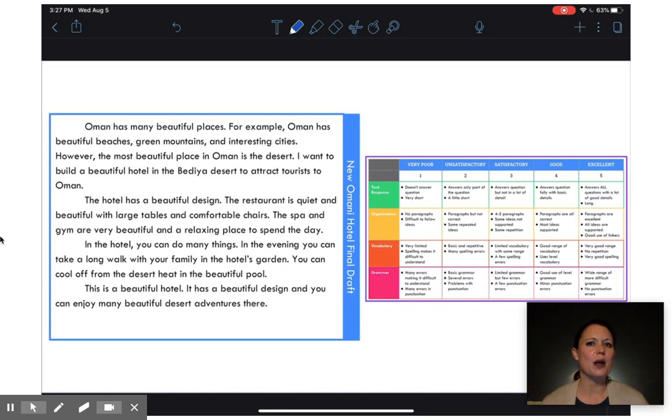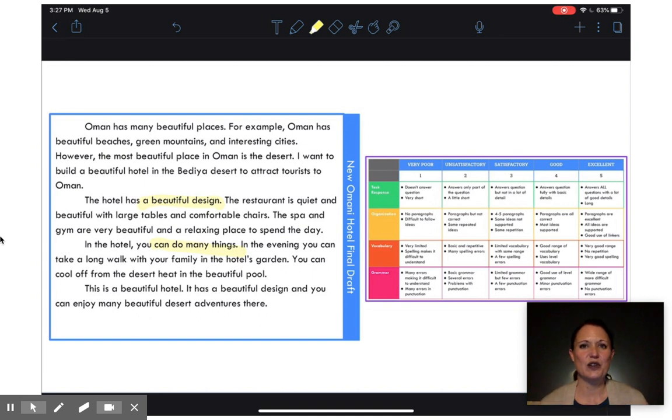So let's start by giving it a mark in task response. So remember, we're asking, does it answer the question and is it of a correct length? So the essay question asked us to describe a new hotel and to talk about what the hotel looks like and what you can do in the hotel. And this essay does that. It tells us it has a beautiful design, that you can do many things.